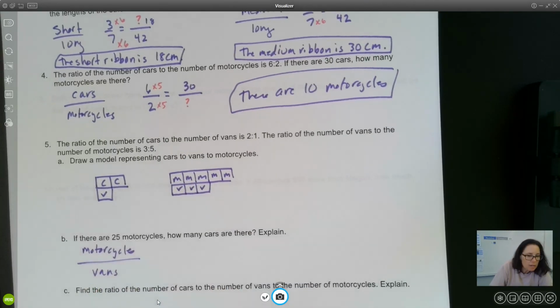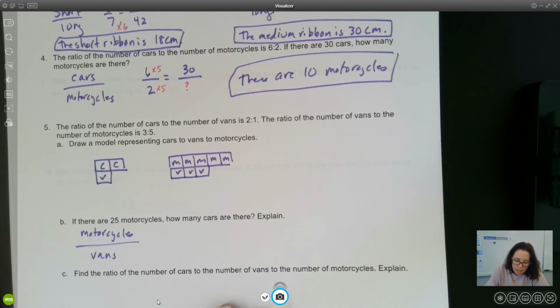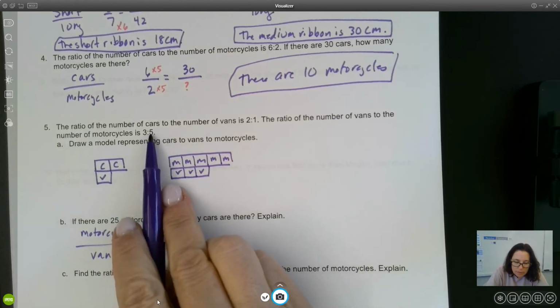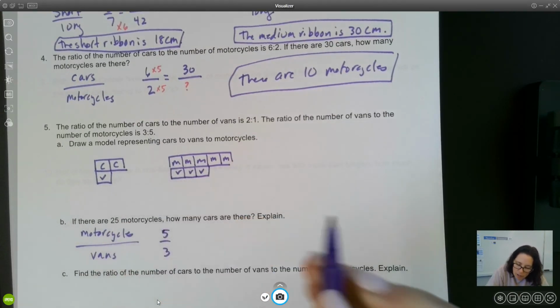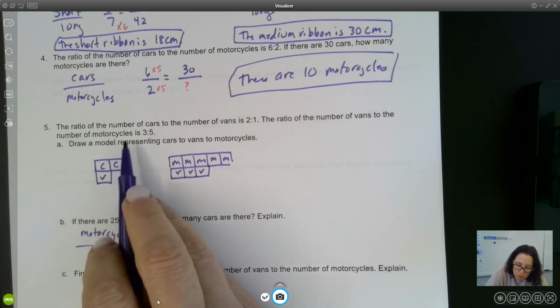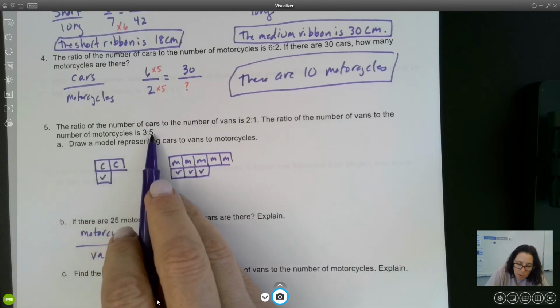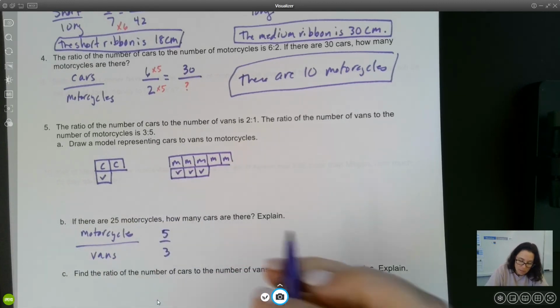And again, it doesn't matter if you did it the other way with vans on the top and motorcycles on the denominator. Okay. All right, so motorcycles is going to be with the 5. Vans is with the 3. Remember the order, vans to motorcycles. So make sure you get the 5 and the 3 in the right spots.